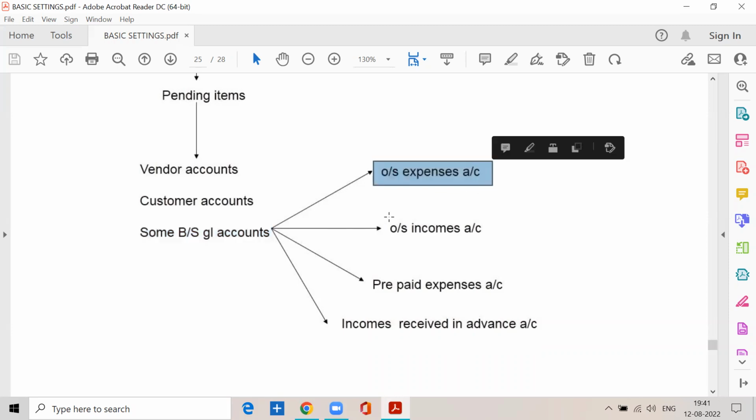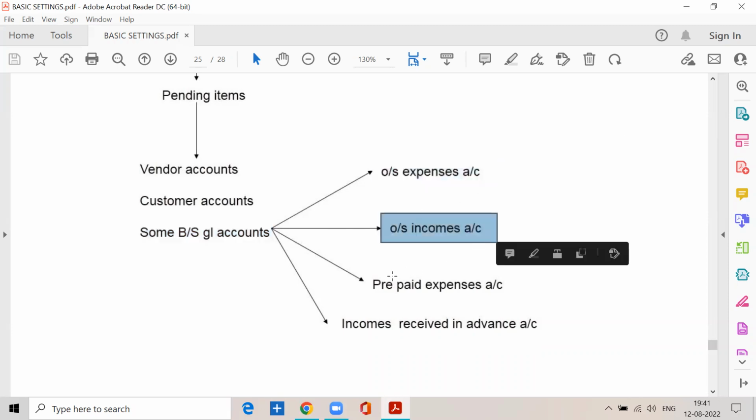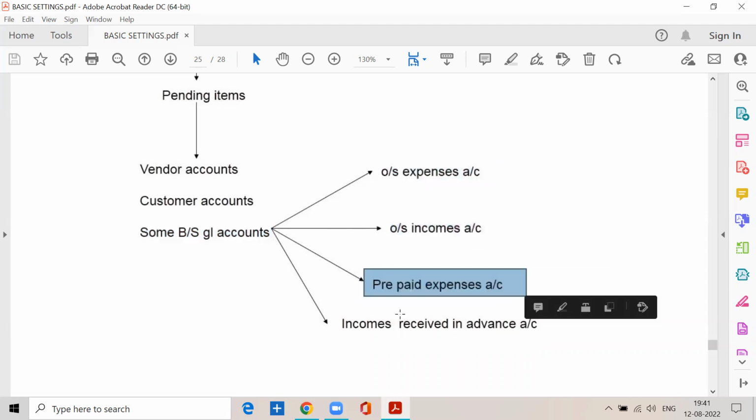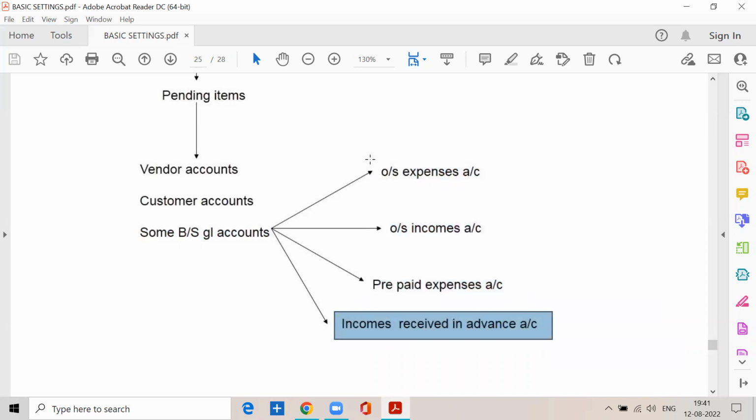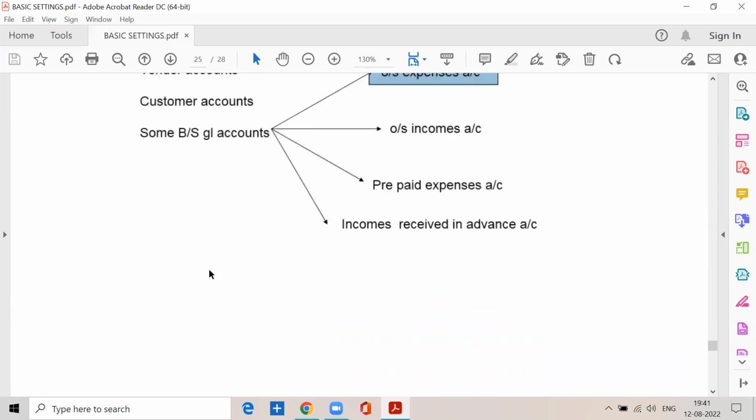Outstanding expense account, outstanding incomes account, prepaid expense account, and incomes received in advance account, right? So what is this outstanding expenses, outstanding incomes, etc.? Here, do one thing in the page number 25, put heading, accrual concept of accounting. Put heading, accrual concept of accounting.